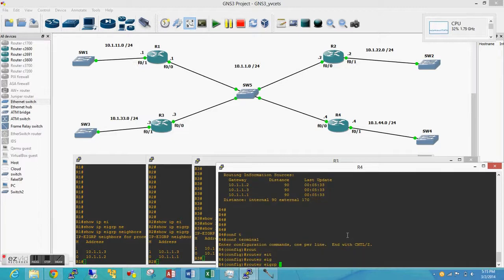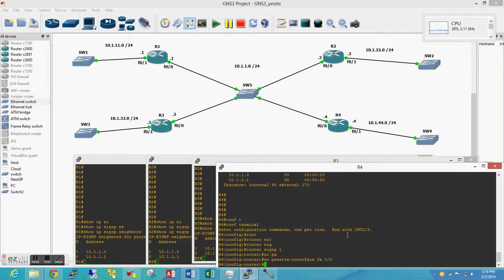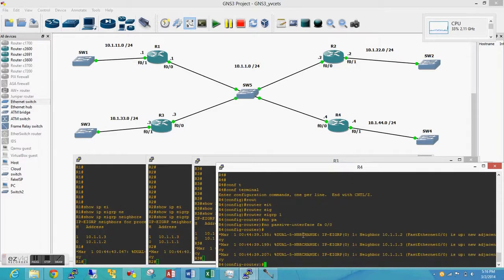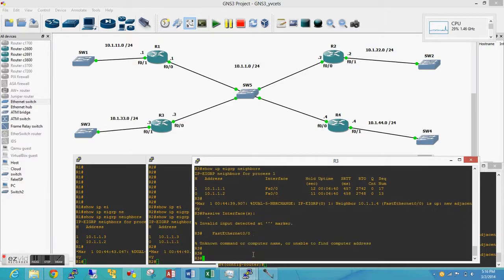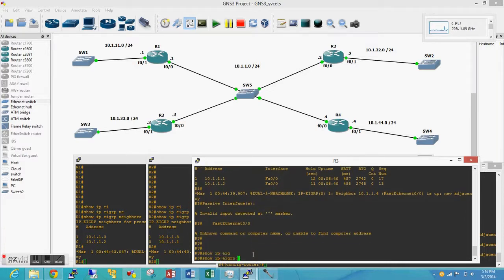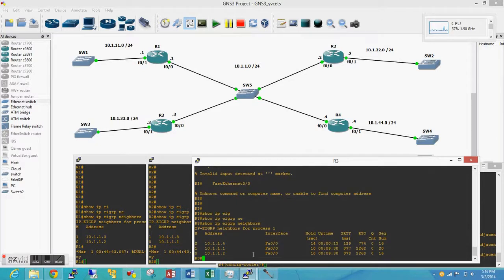Let's get into global config. Let's go into router eigrp 1. Let's see, what was the command that we did for that? That would be no passive-interface FastEthernet 0/0. Let's see what happens. Oh, look at that. Got some neighbors. So now we've got 3 neighbors on there.